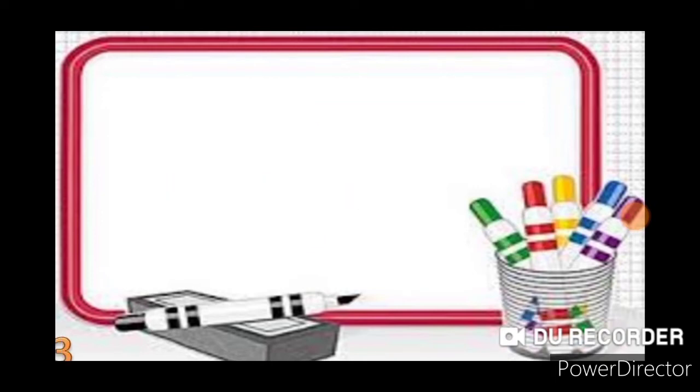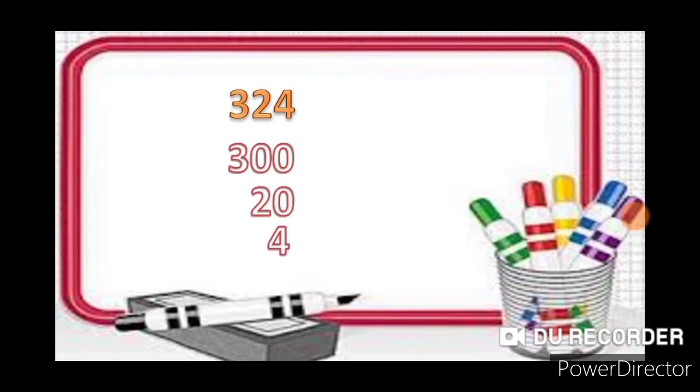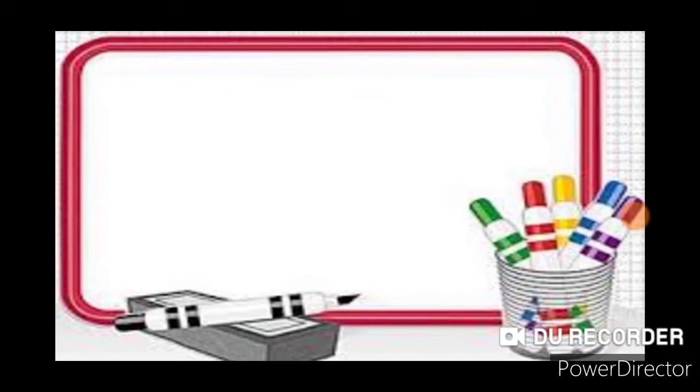We can write the number 324 in a different way. Here we can see the same expanded form in a different way, like 300 plus 20 plus 4. If you add all these numbers together, you will get 324. If you stretch out the number, we can see the value of each digit. Thank you for today.